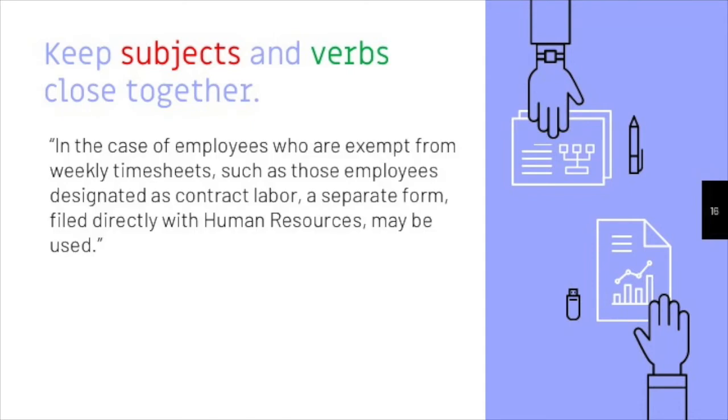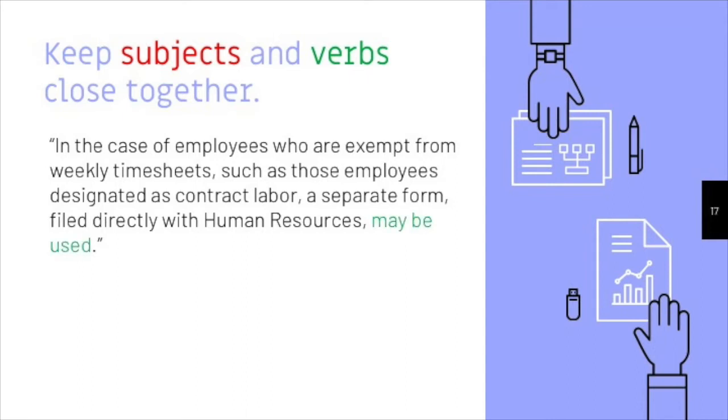In the case of employees who are exempt from weekly timesheets, such as those employees designated as contract labor, a separate form, filed directly with human resources, may be used. This is a sentence that makes the reader do a lot of work just to get to the verb, that is, just to get to the point of the sentence. Technically, the main verb in the sentence comes in the final phrase, may be used.